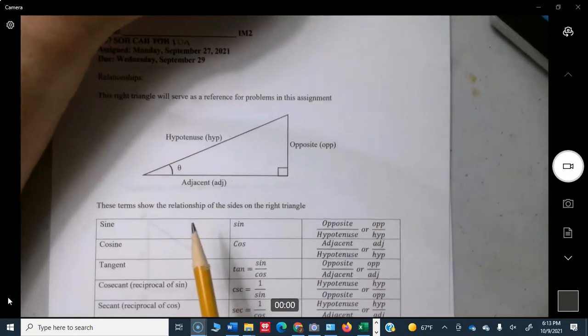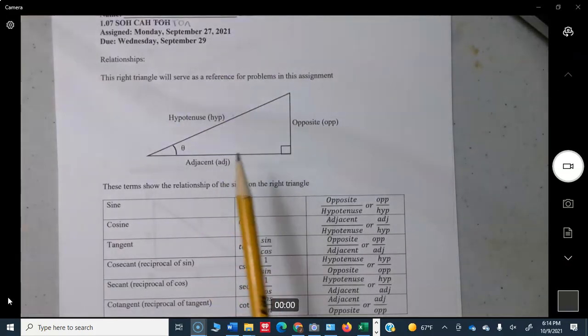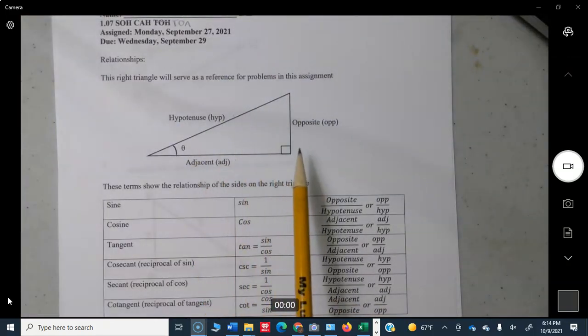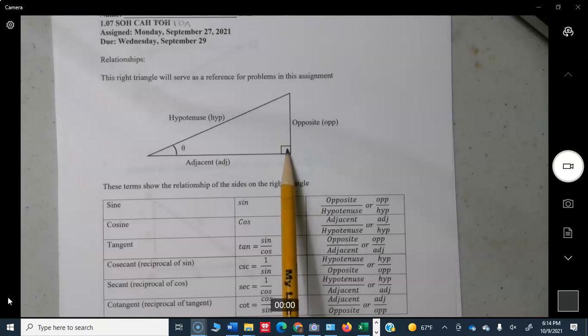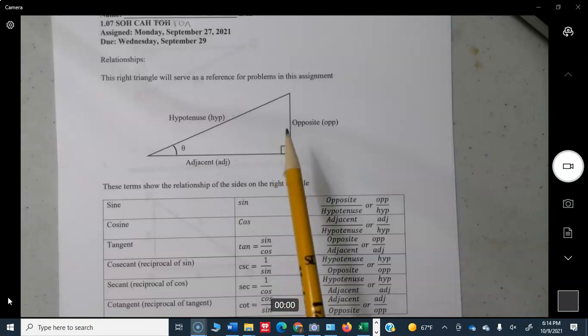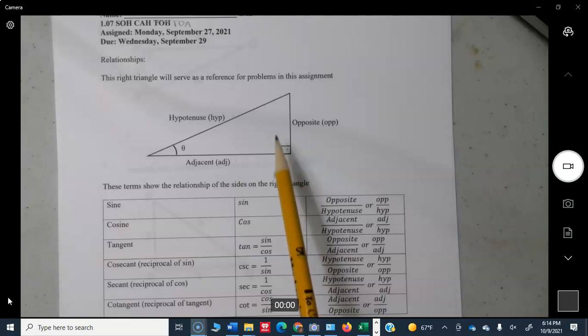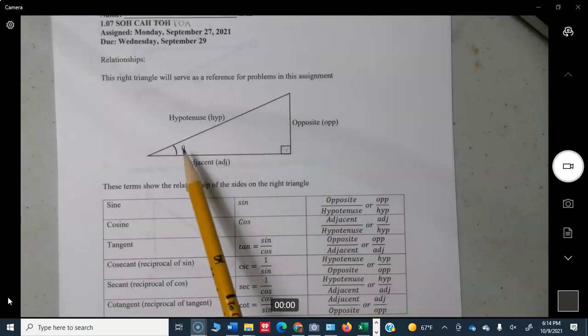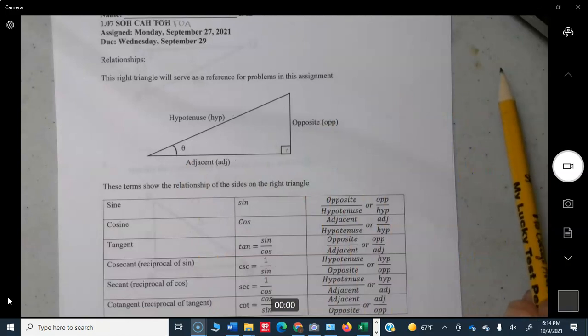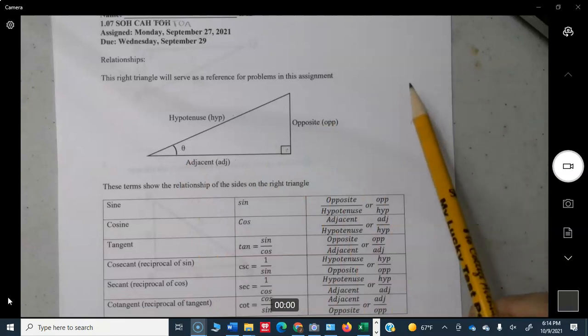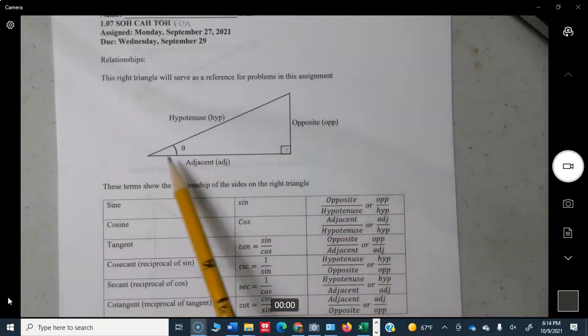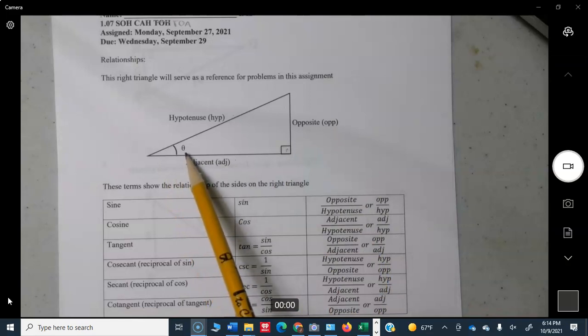So the first thing you have to know is which angle you are dealing with. Right triangles always have a 90-degree angle. That's this box here, so that means it's 90 degrees. And the angles in a triangle have to add up to 180 degrees. So in this triangle, 90 degrees plus whatever this angle is plus whatever this angle is would equal 180 degrees. So the first thing we have to know, and this is always given to us, is which angle we are interested in, this one or this one.